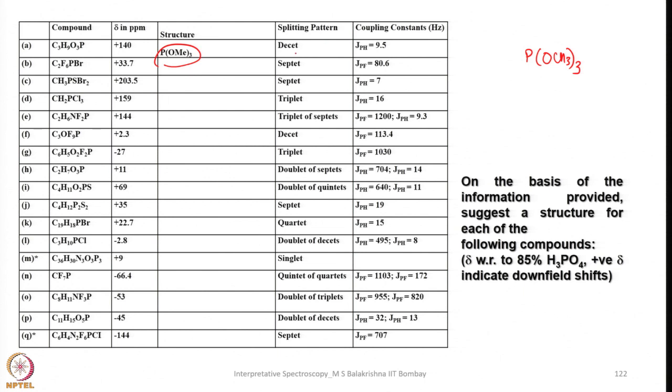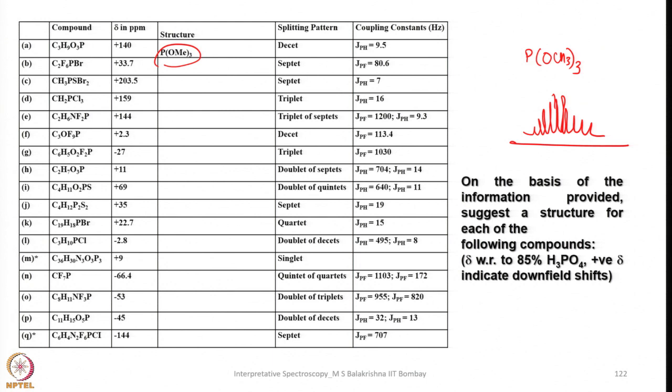Here we have 10 lines. Why is it 10 lines? Because 9 equivalent protons are coupled with phosphorus to give 10 lines: 1, 2, 3, 4, 5, 6, 7, 8, 9, 10. It looks something like this. And then the next one is a septet. If the septet is given and the P-F coupling is 80.6 hertz, then you should be able to analyze it, write the spectrum here, and also write the structure.